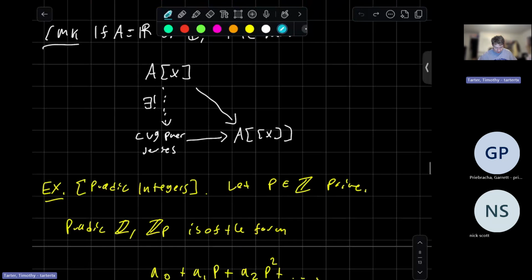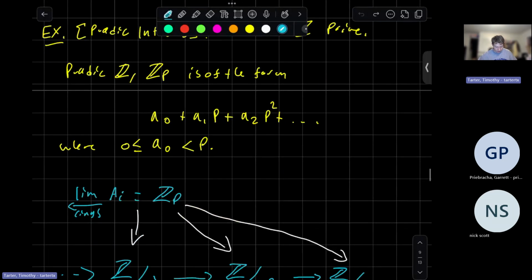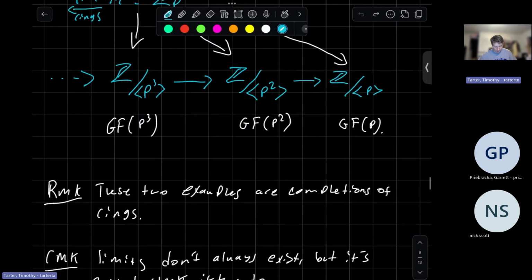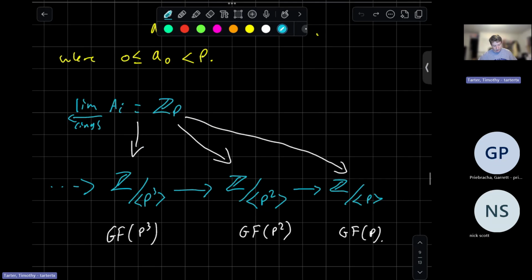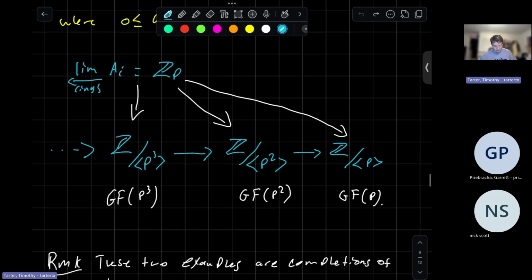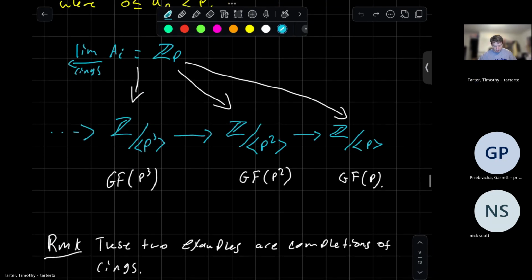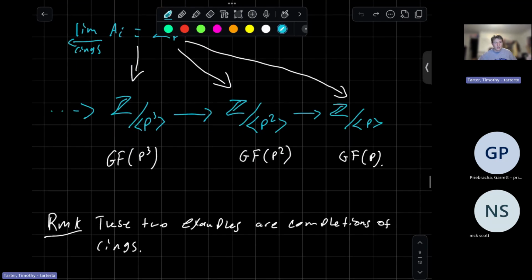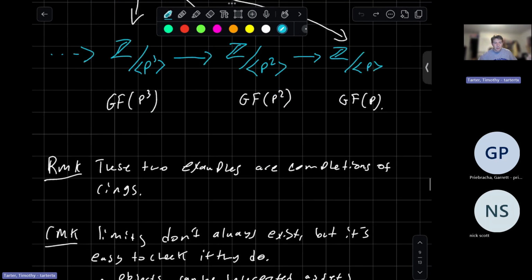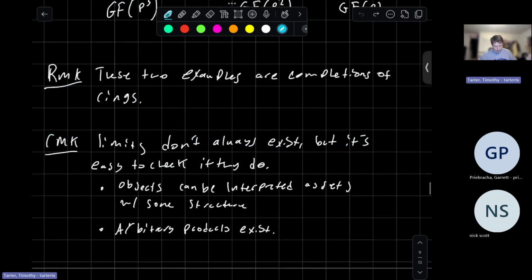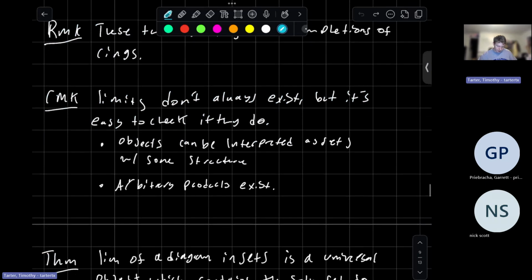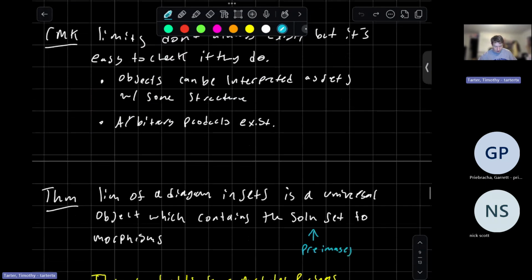We talked about the p-adic integers. These will come up later, so maybe we'll just come back and reference them. They're the limit in the category of rings of finite fields of order p to the n. And this shows up in cryptography. Limits don't always exist, but it's easy to check if they do.